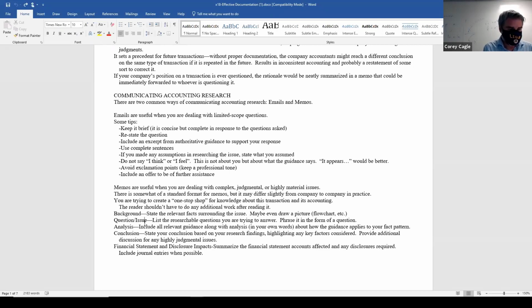They say avoid exclamation points to keep a professional tone and include an offer to be of further assistance if you close it out. You know, these are some tips about emails. We could disagree with some of those. I'm not against using exclamation points. That doesn't bother me. Kind of softens it up a bit. Yeah. I guess, depending on what you're doing exclamation points on.